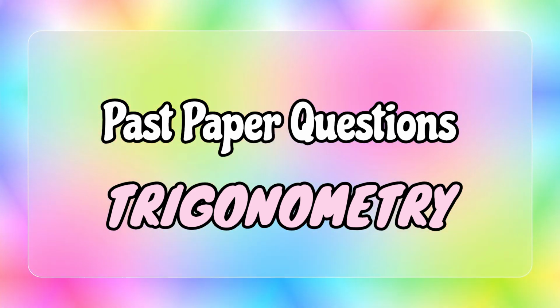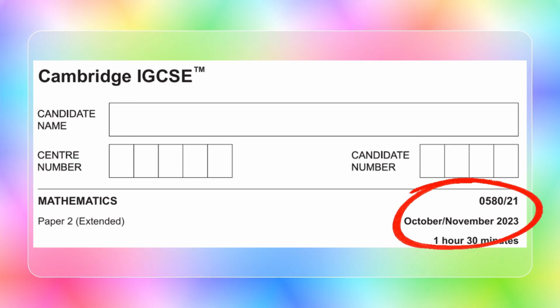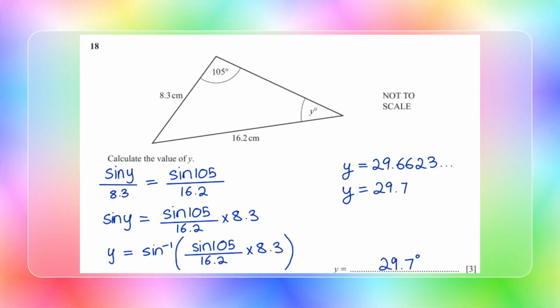This video is all about solving past paper questions on trigonometry. So let's get started. We're going to be solving question 18 from paper 2, variant 1, October-November 2023. Here's question 18. It says to calculate the value of y.